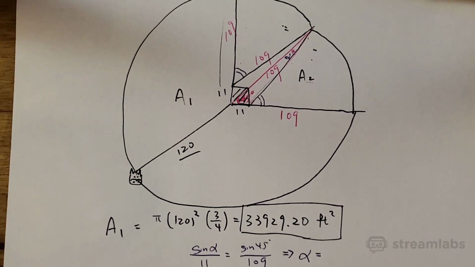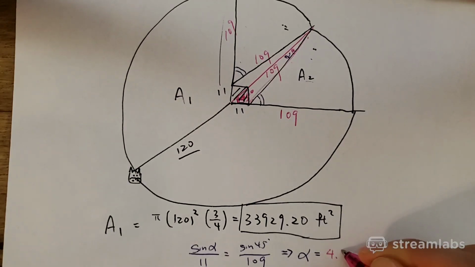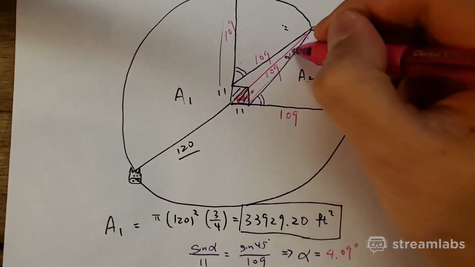which then alpha will turn out to be, I'm looking for a small angle, okay? So inverse sine of 11 sine 45 over 109, which is 4.09 degrees. Okay, that's alpha, which is this part.